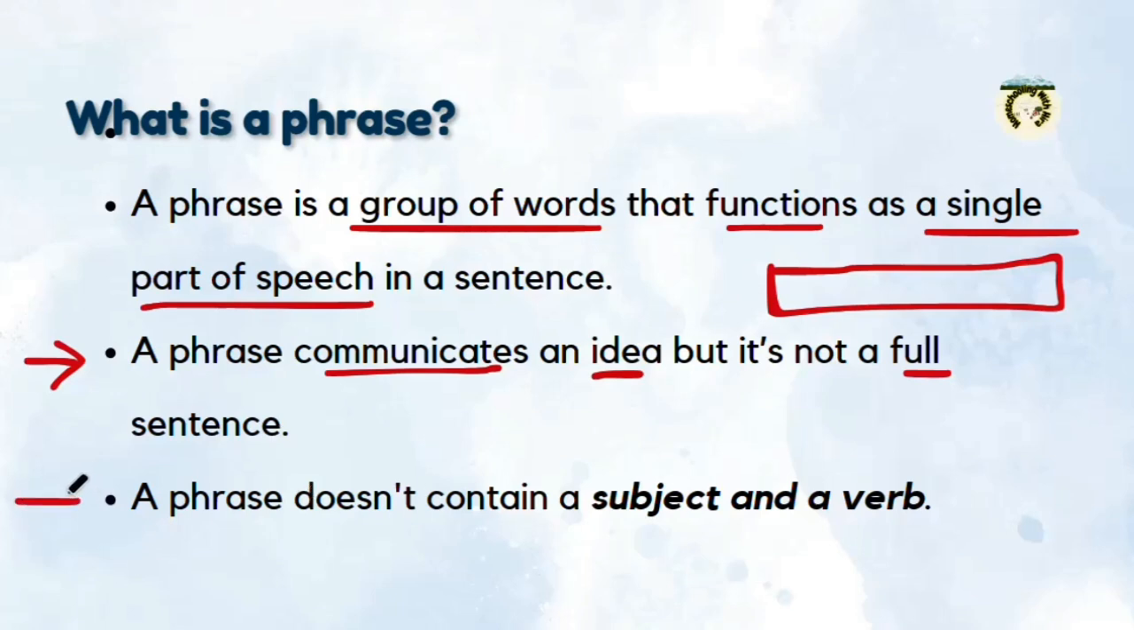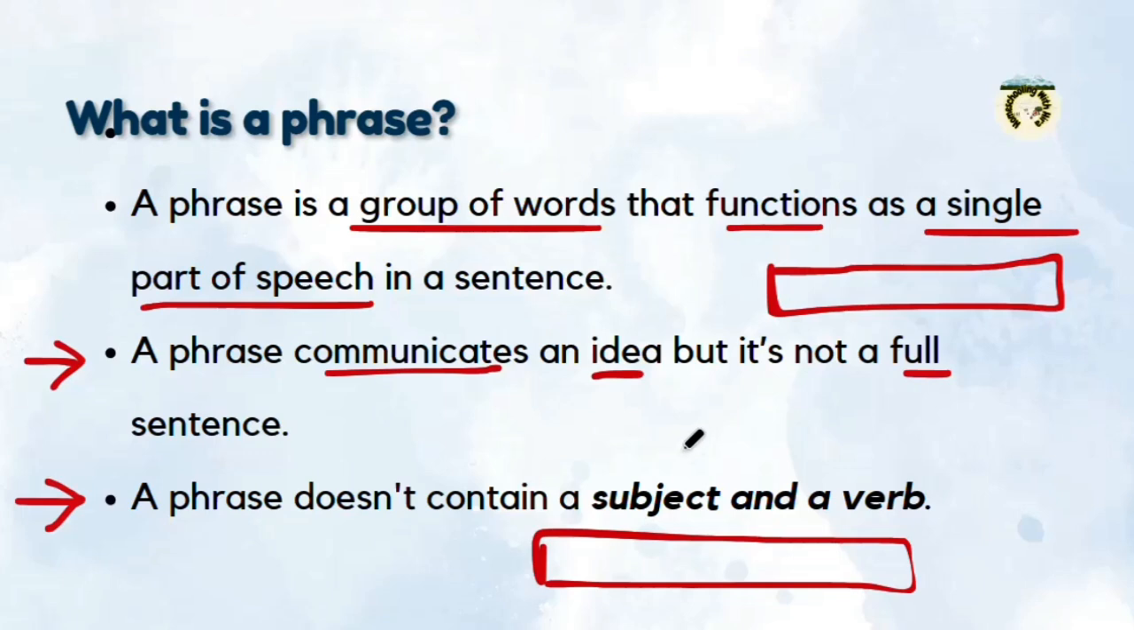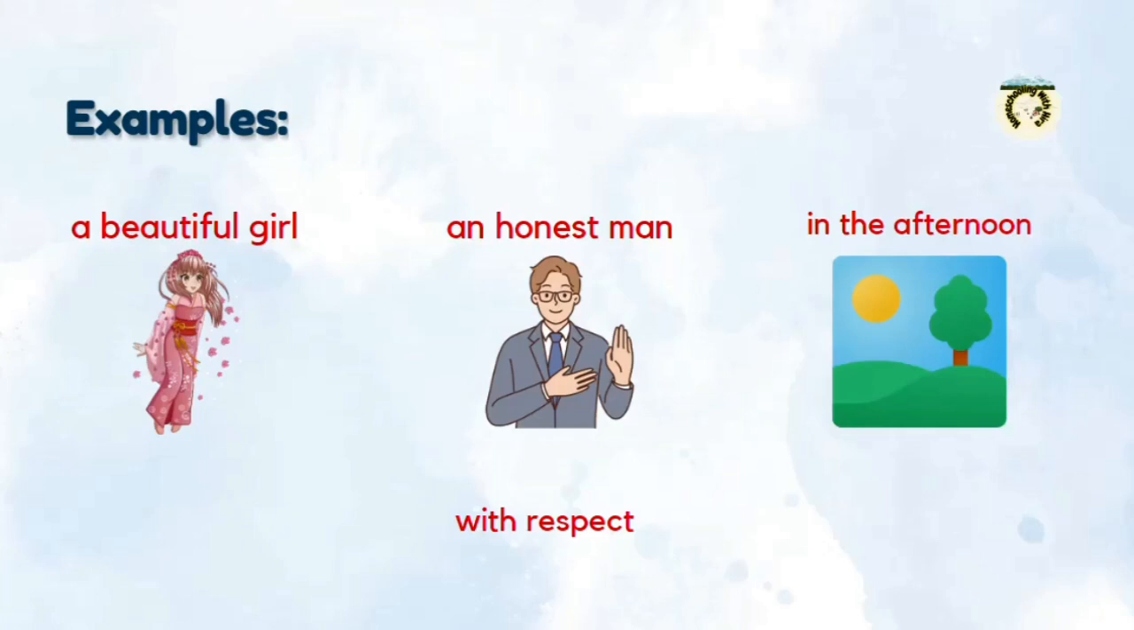The next thing about phrases is a phrase doesn't contain a subject and a verb. Since a phrase is not a sentence, it's just a group of words. So here we neither have a subject nor a verb. Now to understand all these things, we are going to check out some examples. Let's see whether these examples are going with the definition or not.